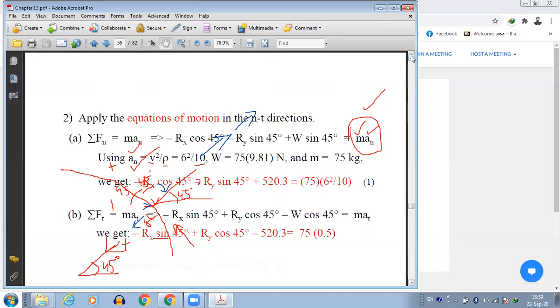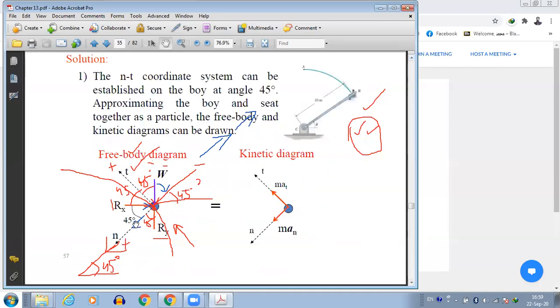Let's go back. Okay, so Rx, projection of Rx in the tangential direction. What do you think? Positive, negative? Projection of Rx in the tangential direction. Negative. Sure, negative. See the arrow? If you want to make the projection in the tangential direction, it would be negative. Okay. Projection of Ry in the tangential direction.